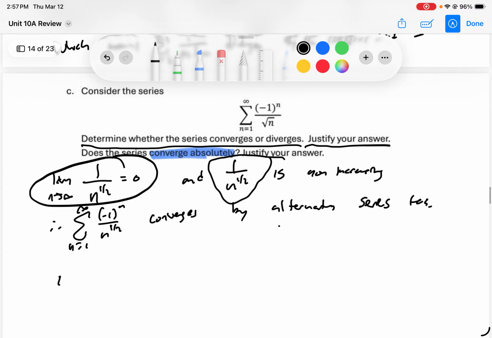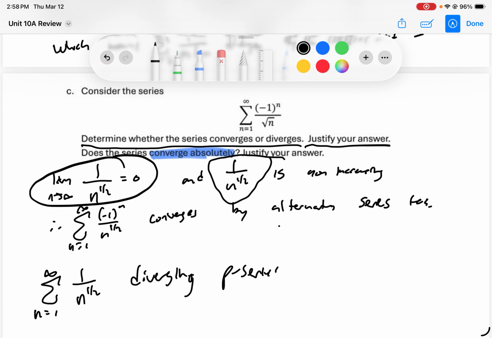Absolutely. So to converge absolutely, we need to take away the alternating part, which is 1 over n to the power of 1/2. This series diverges because it's a p-series. It's a diverging p-series. I'm just going to say the words. Diverging p-series. Therefore, the alternating series converges conditionally.